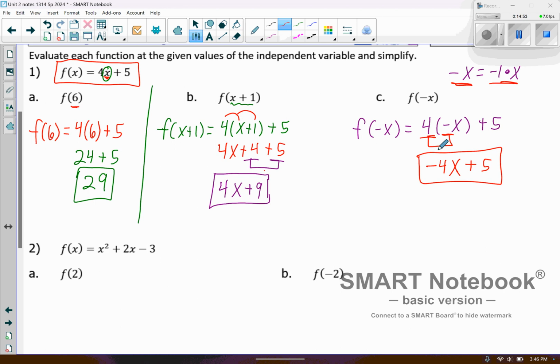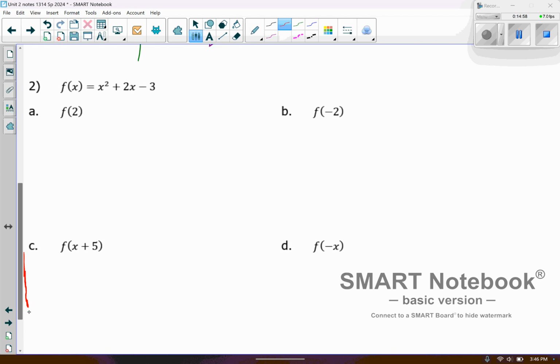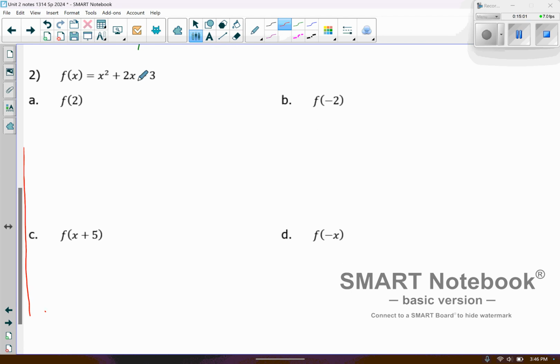All right, let's try a couple more of these. So on my example 2 here, let's see. I have the function f of x is equal to x squared plus 2 times x and then minus 3. So when I plug in f of 2 right here, I do need to plug that in everywhere I see x. So this is going to become 2 squared plus 2 times 2 and then minus 3. So I plug that 2 in everywhere I saw x.